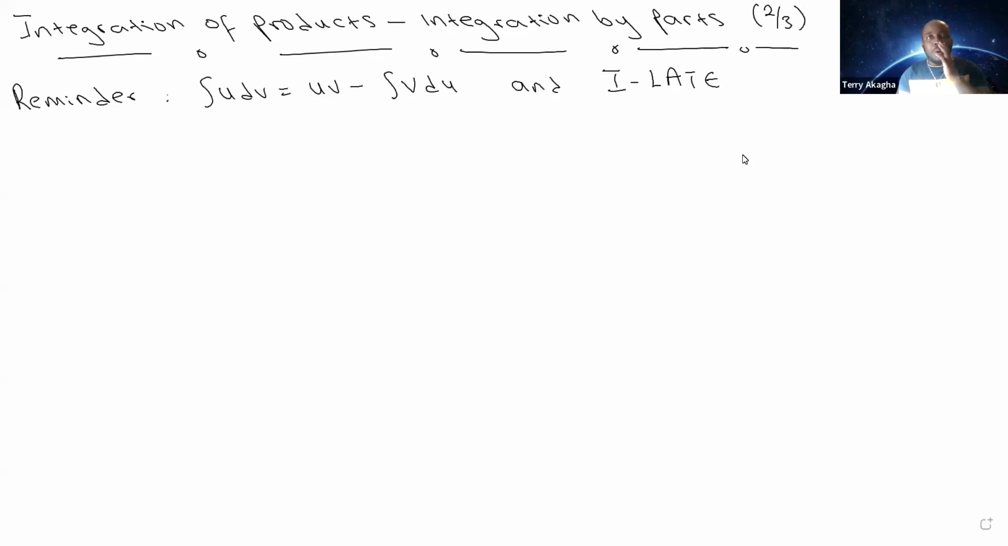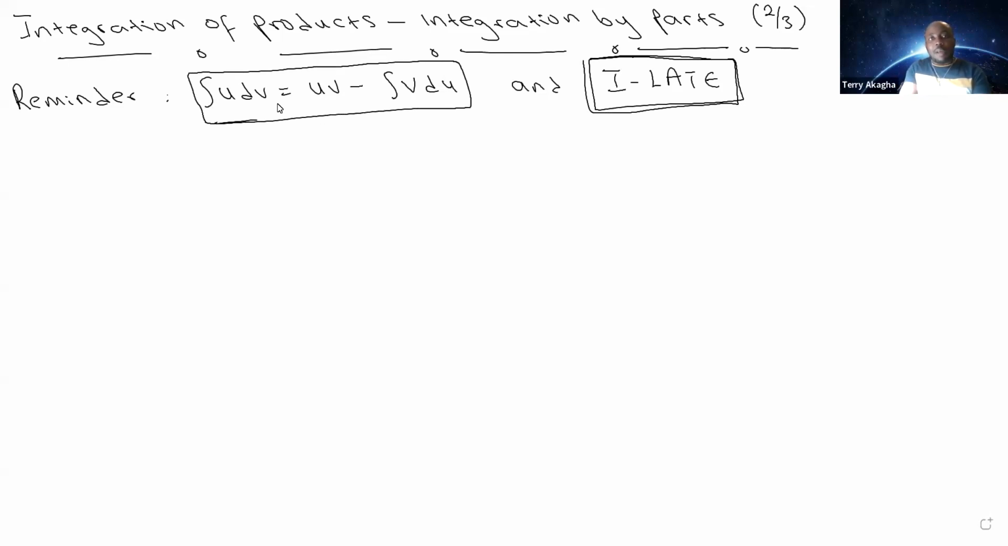In the previous video, integration of product using integration by parts method, we talked about how we got this formula and the ILATE method and what it stands for. If you've not watched the video, you have to go back and have a look at it. So in order to use integration by parts, the integral of u dv is equal to uv minus the integral of v du.